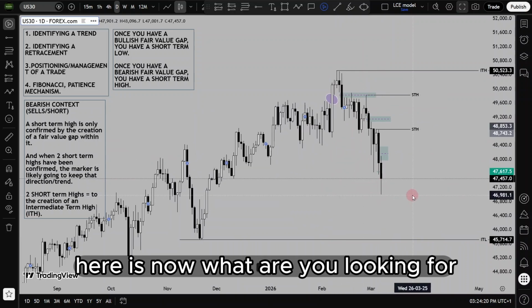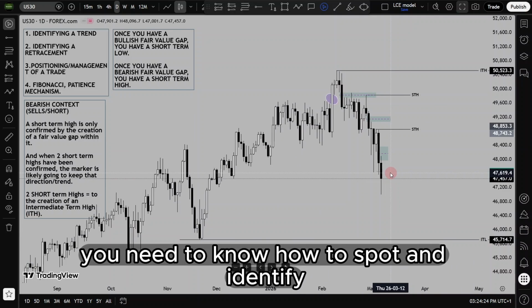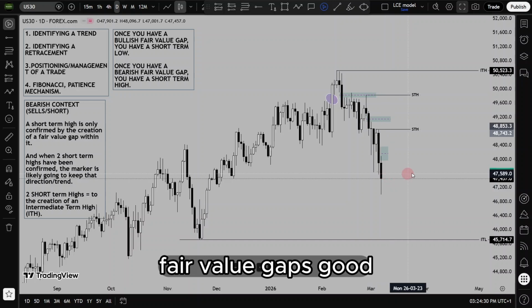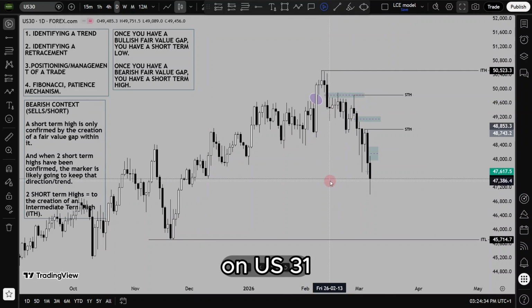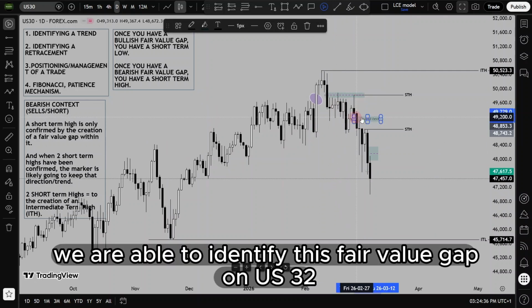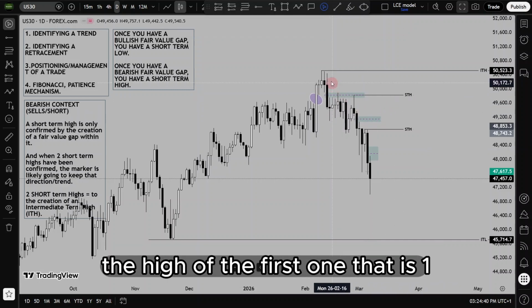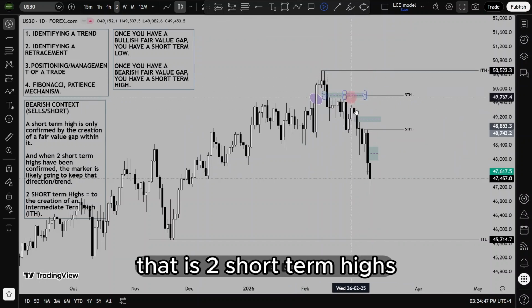Now, what are you looking for? Like I said the first time, you are looking for fair value gaps. You need to know how to spot and identify fair value gaps. Good. Now, we were able to identify this fair value gap on the first day and this fair value gap on the second. Once these two fair value gaps have been created, the high of the first one is one, the high of the second one is two. That is two short term highs.